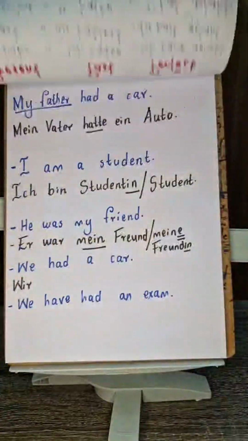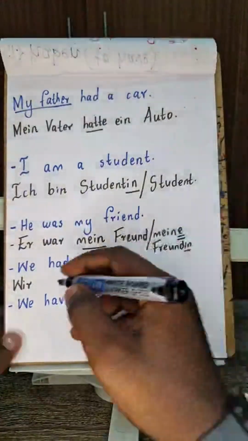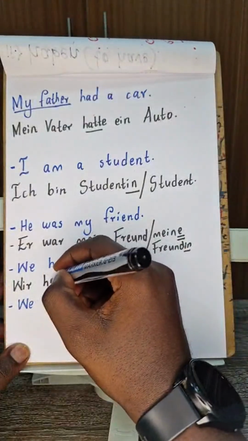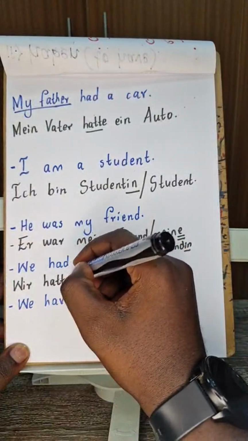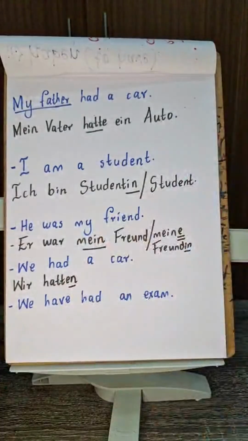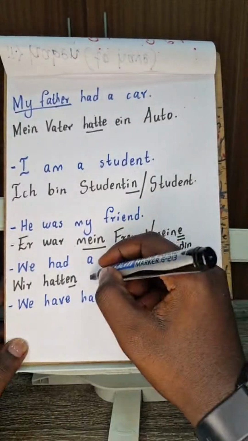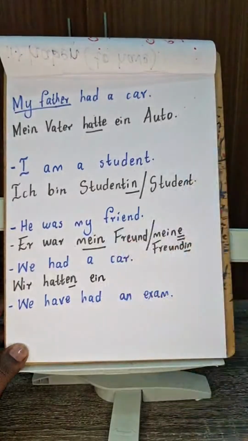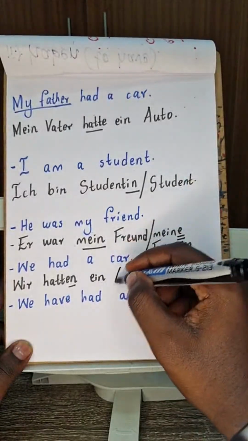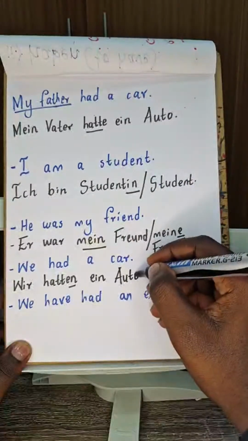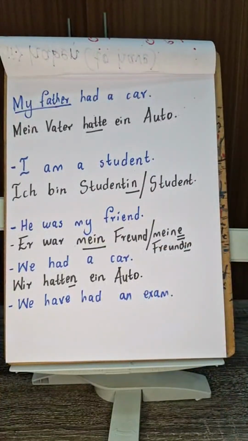I see an attempt from your side, Liz. Very active, very, very wunderbar. So, wir hatten, right? Wir hatten ein Auto. Wir hatten ein Auto. We had a car. And then lastly, we have had.